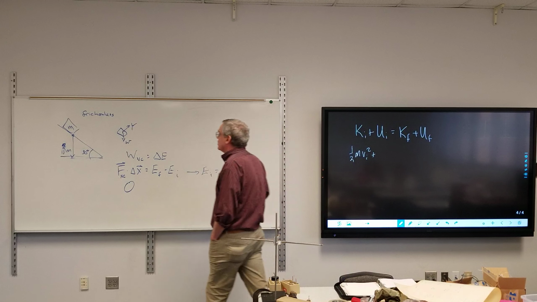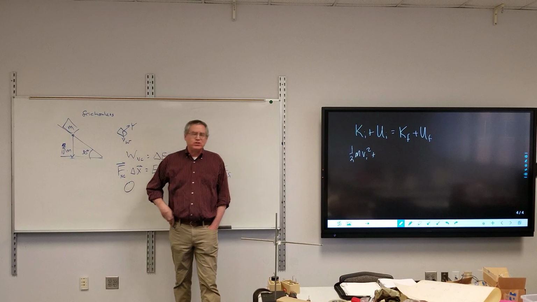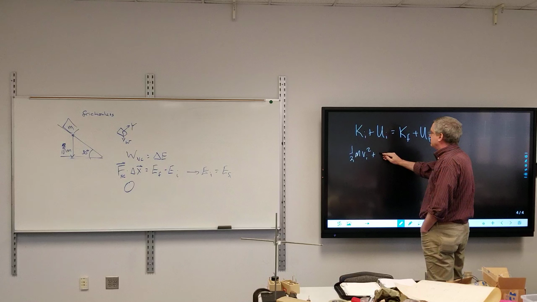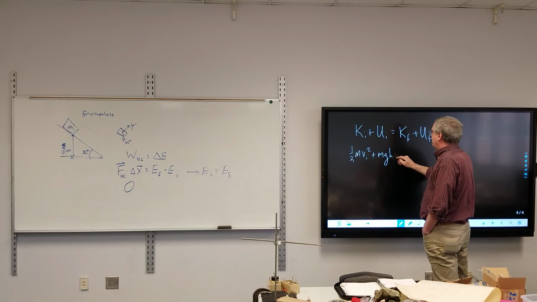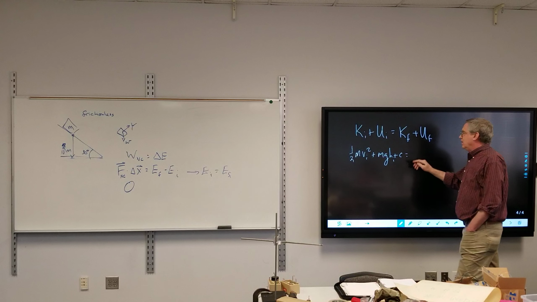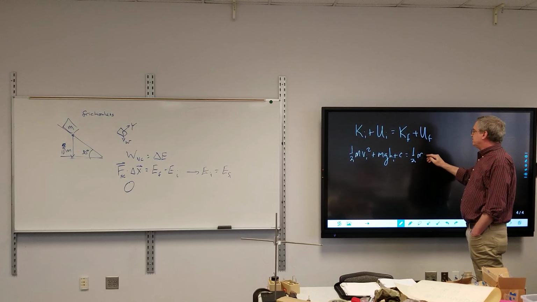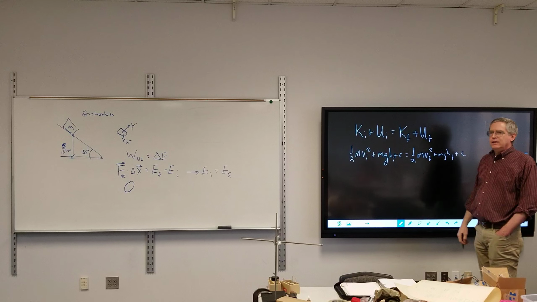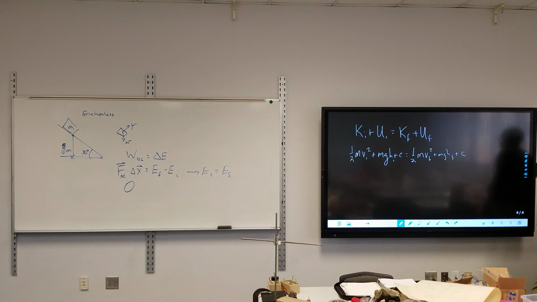Since our conservative force is weight, what is the potential energy formula associated with weight? mgh plus c. And then the same stuff except final. Do we have to put plus C? No, not necessarily.